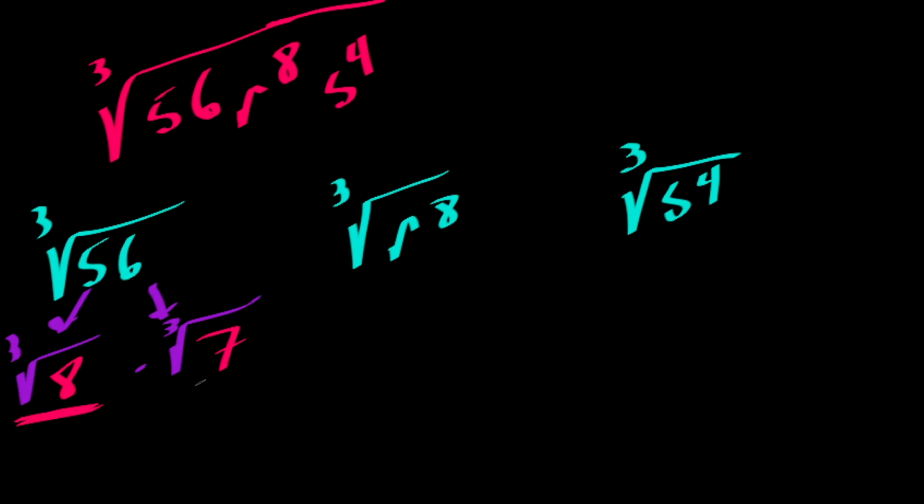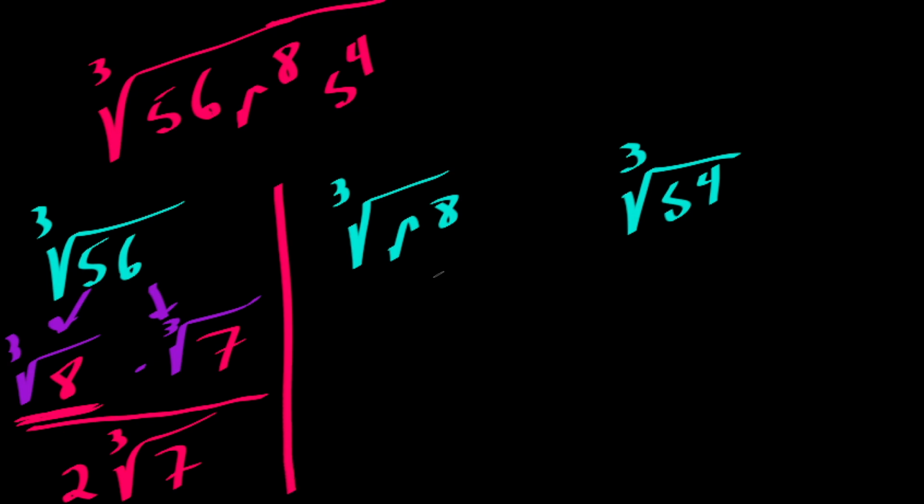The part that I can't do the cube root of would be the cube root of 7, so that's the part that's going to stay in the cube root, or underneath the radical. So now the cube root of 8 would be 2, so 2 cube root 7 is what we get when we break down the cube root of 56.